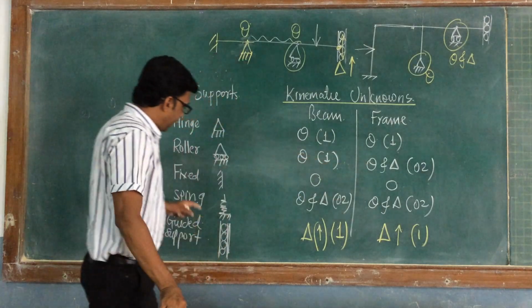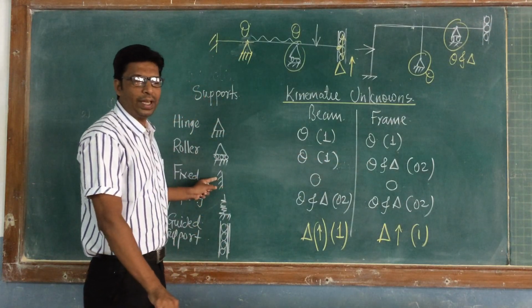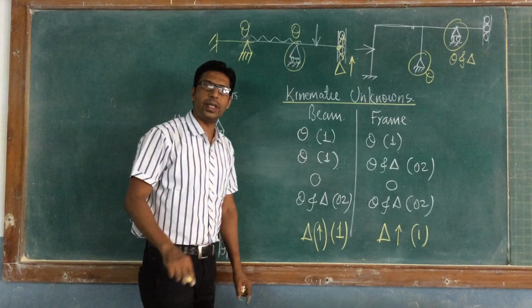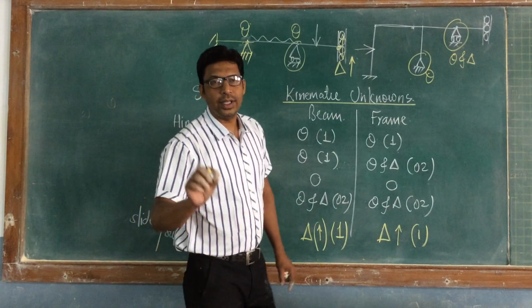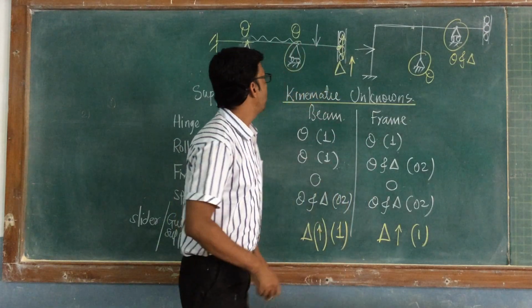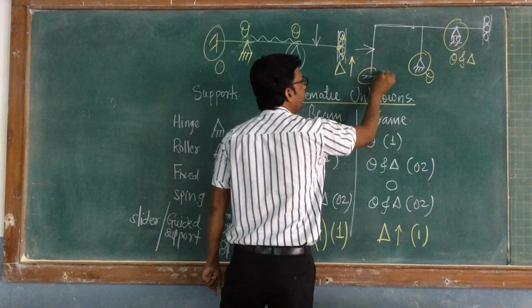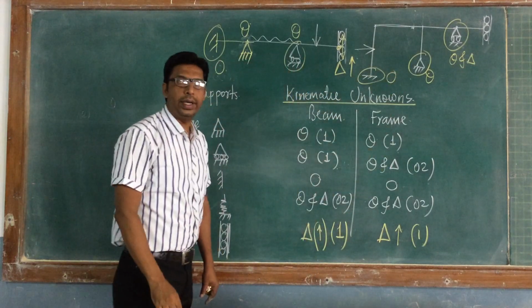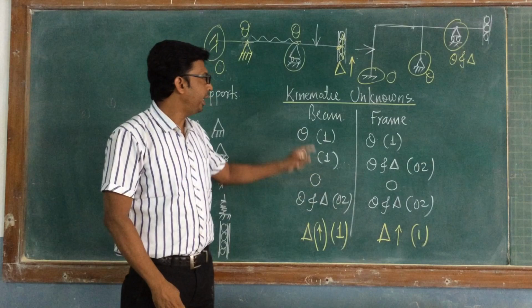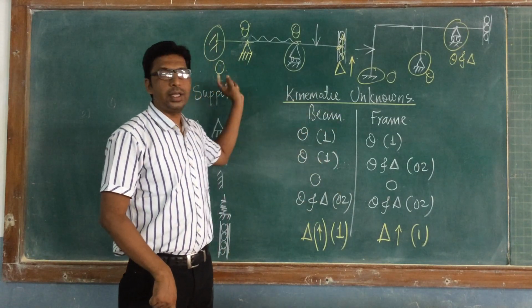Okay. If a fixed support is provided in a beam or frame, we know that fixed means there is no translation, no displacement, since translation means displacement. There is no translation, no rotation. So at a fixed support, the degree of kinematic indeterminacy, the kinematic unknowns, is always 0.